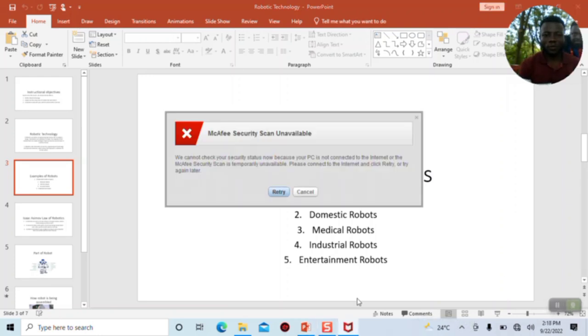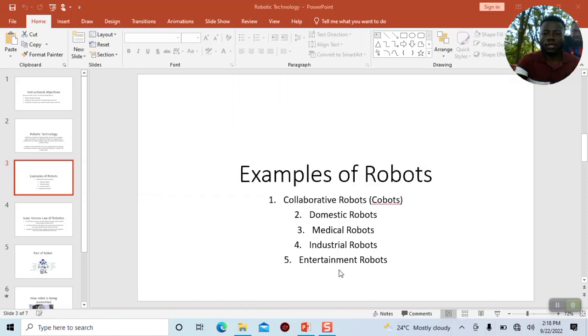I am continuing from where my colleagues ended, and I'm taking you through the laws of robotics. That is Isaac Asimov's laws of robotics. And with that, he stated three laws.